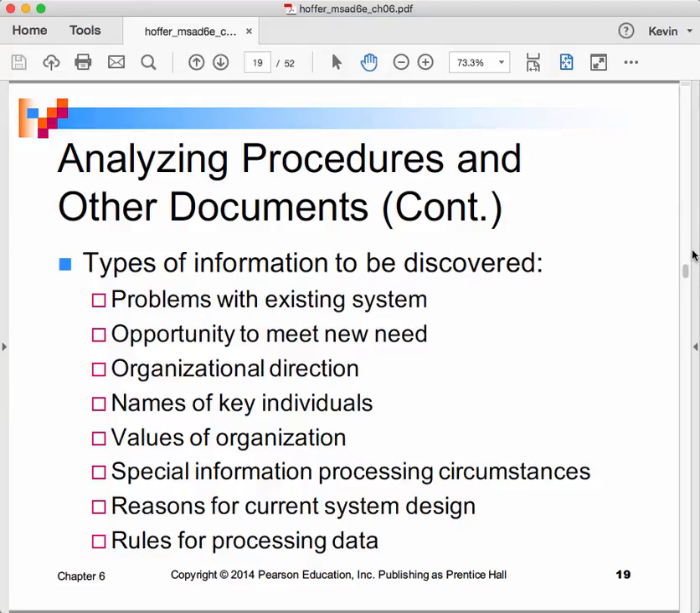The values of an organization, perhaps that might come from some kind of an annual report or a policy manual or a strategy document. Special information processing circumstances, that might come from a procedure manual. Reasons for the current system design, that might come from some kind of a summary document from the last system's design. Rules for processing data, again, that might come from some kind of a policy manual.